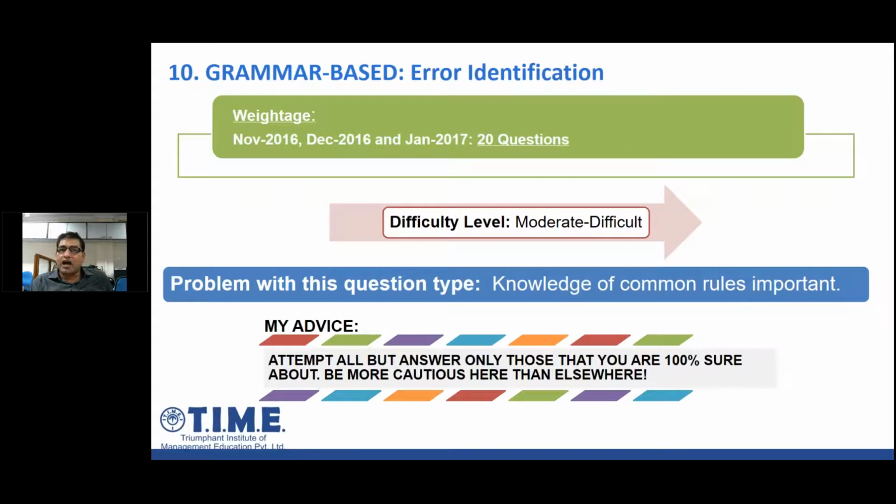So we move to the most important part of our SSC Tier 2 English language section, and that is grammar based questions. Grammar is a major chunk of your SSC English language preparation and test, guys, and this is really important.